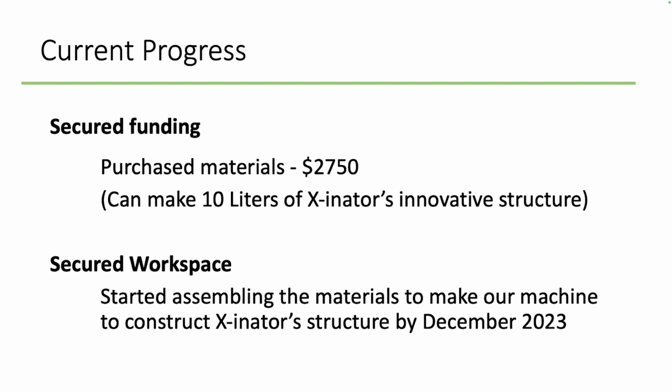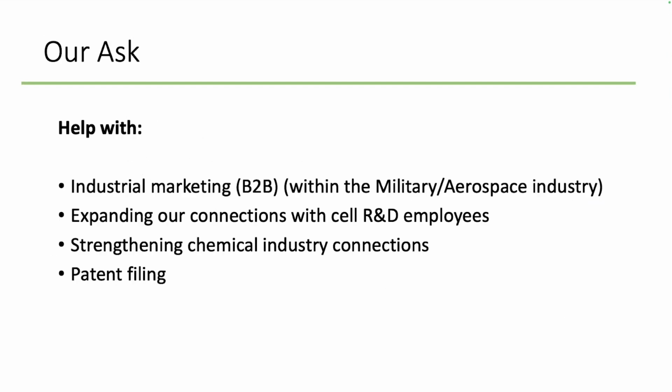So what's the current progress? One is we secured funding for our initial materials, with which we can make about 4 gallons of our structure. 4 gallons is pretty huge. We just need this size to first test the cell. So we have multiple trials that we can do with the 4 gallons. And we have secured workspace, meaning we started assembling our materials to make our structure by December 2023.